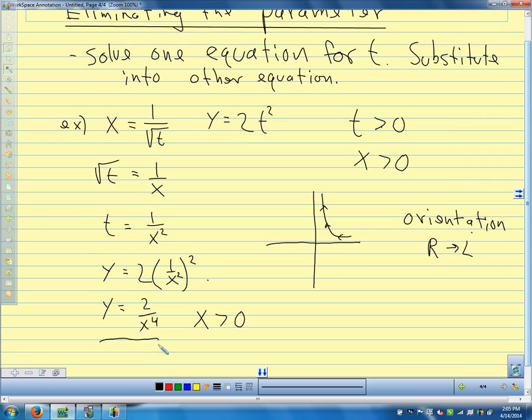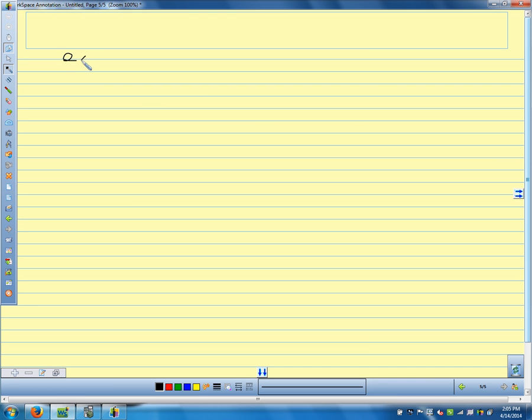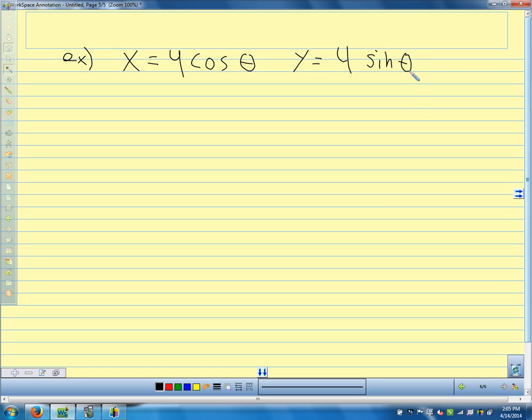All right, let's look at another kind of parametric equation. What if we had this set of parametric equations? X equals 4 cosine theta, y equals 4 sine theta, for 0 less than or equal to theta less than or equal to 2 pi. So this time our parameter is theta. We can think of our parameter as an angle.